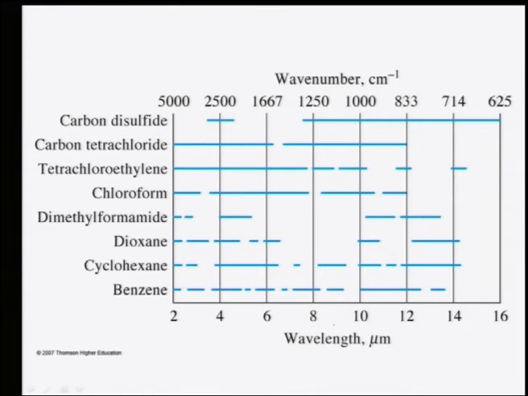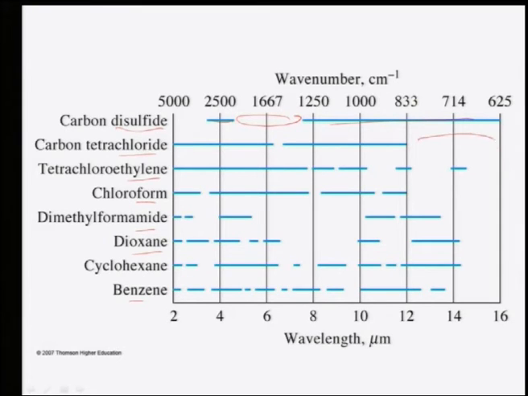So what can we use? Well, different compounds are listed here: carbon disulfide, carbon tetrachloride, tetrachloroethylene, chloroform, dimethylformamide, dioxane, cyclohexane and benzene. If you look at the absorption as a function of wavelength or wave number, it is absorbed here, absorbed there, but not absorbed here. So you can use it if you want to analyze in this frequency range.